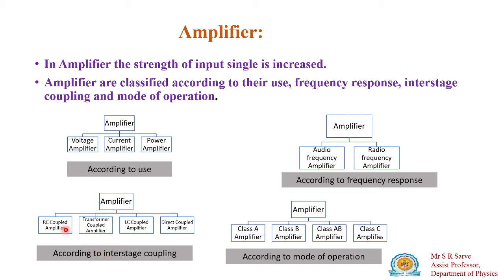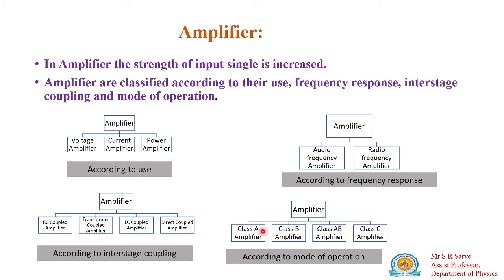then it is an RC coupled amplifier, where resistance and capacitor are coupled. If a transformer is coupled at the output, then it is a transformer coupled amplifier. If inductor and capacitor are coupled, then it is an LC coupled amplifier. Or it can also be a directly coupled amplifier.